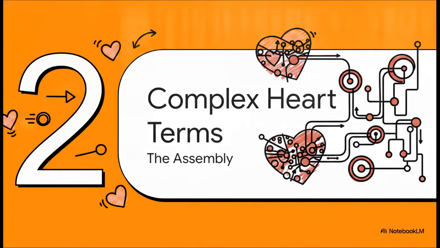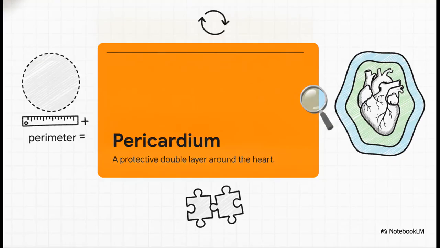Moving right along to Section 2, Building Complex Heart Terms, the assembly. Take the word pericardium. I mean, it looks pretty complex on the surface, doesn't it? But let's break it down. Peri means peripheral or around, just like finding the perimeter in geometry class. Cardium is the heart. Put them together, and the pericardium is simply the protective double layer wrapped securely around the heart. Makes total sense when you read it like a map.